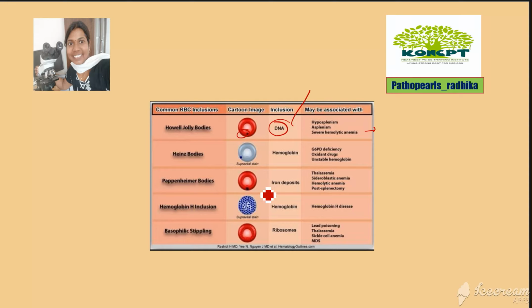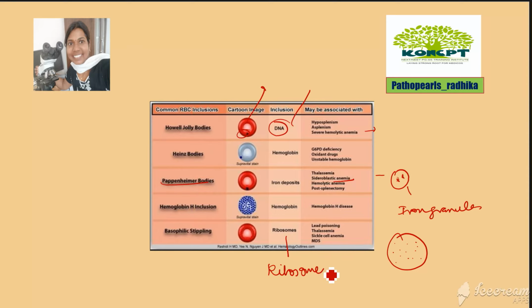Next, you have a granular inclusion, a little bit granular, not a very defined inclusion. A granular inclusion in a Leishman stain is a Pappenheimer body, which is nothing but iron granules, which can be seen in sideroblastic anemia or thalassemia. Next, if you see an RBC with very small fine dots, we call it basophilic stippling. Those are nothing but ribosomes, which can be seen in lead poisoning, sometimes in megaloblastic anemia and sickle cell anemia.